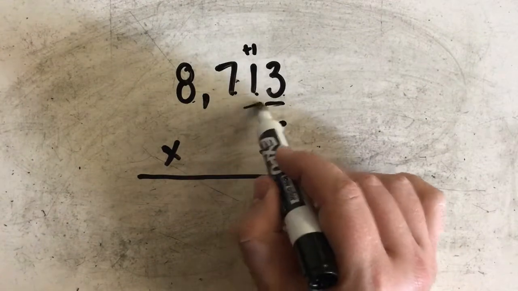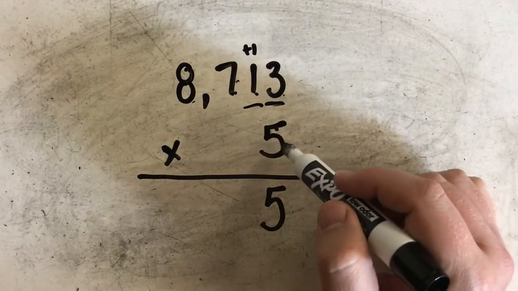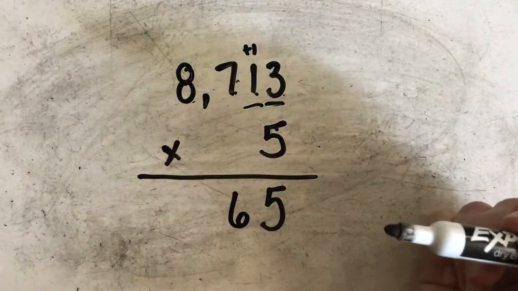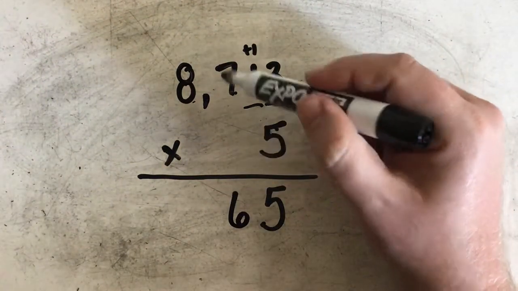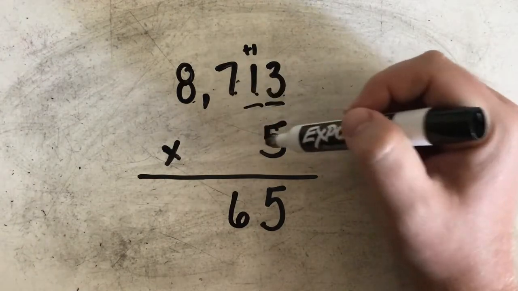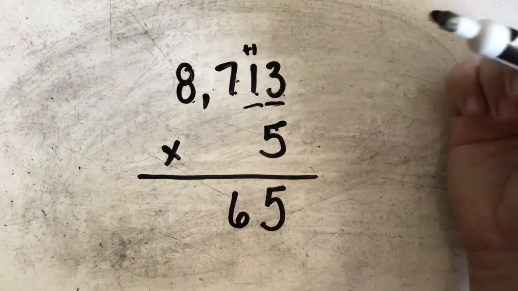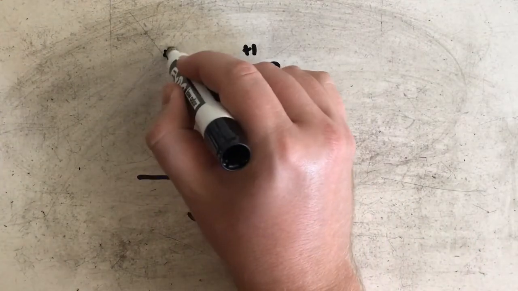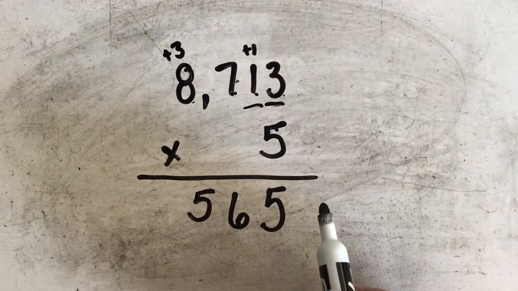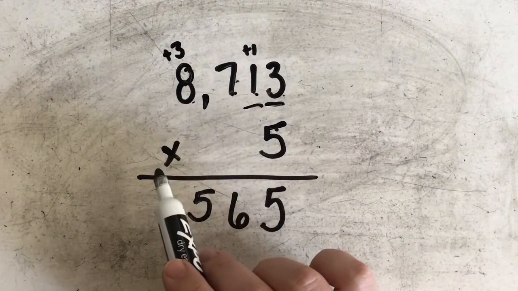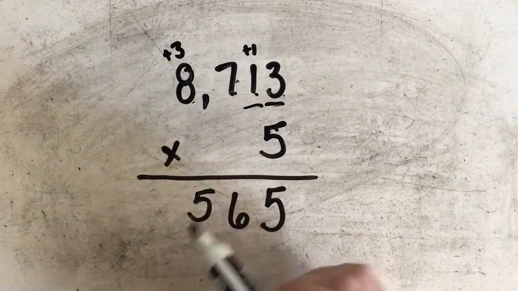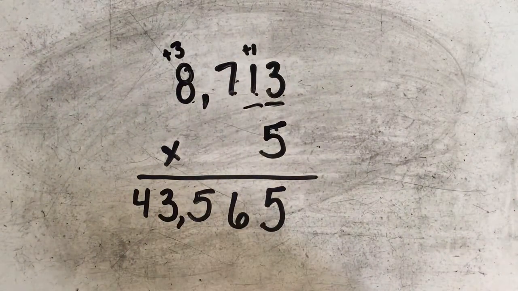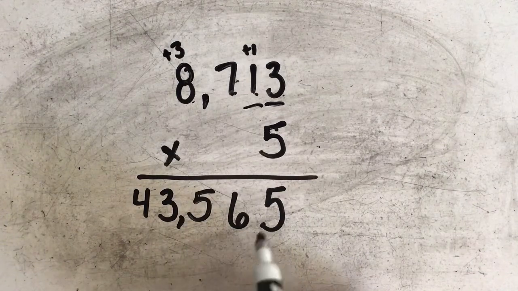Moving along, 5 times 1 gives me 5, plus 1 gives me 6. I don't have anything to carry over to the next one, so I'm just going to multiply it normally. 5 times 7 is 35. So I put a 5 down here and plus 3 up above. And 5 times 8 is 40 plus 3 would give me 43. So I come up with an answer of 43,565.